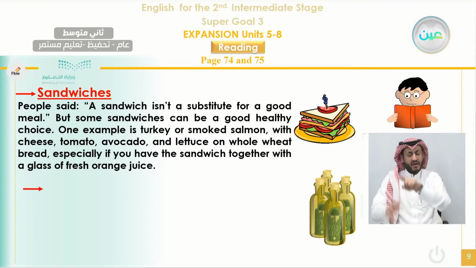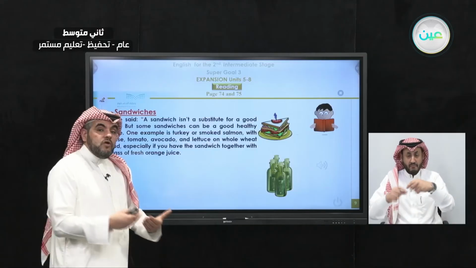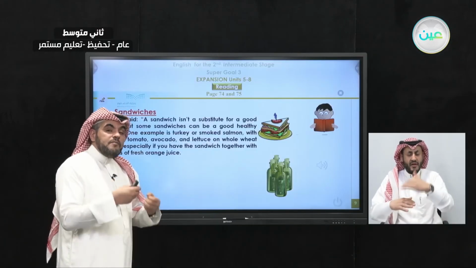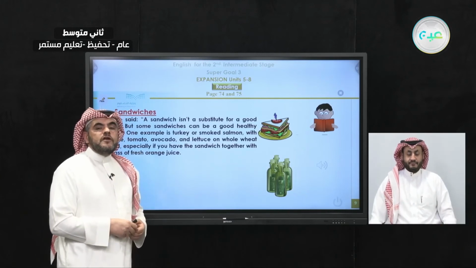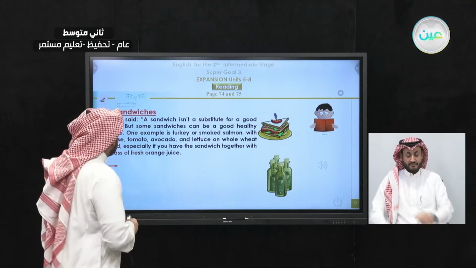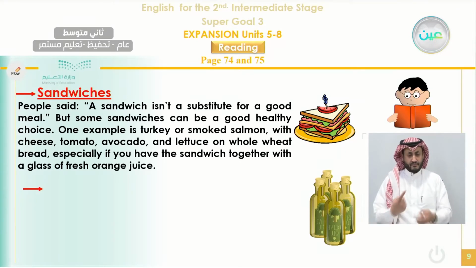But now the nutritionists and the people who work on food think that a sandwich can be a good substitute for a good meal. Okay. One example is turkey or smoked salmon. You know, turkey is a kind of food that we usually eat in a sandwich, as you can see in the picture here. And smoked salmon also with cheese, tomato, avocado, and lettuce on the whole wheat bread, especially if they have the sandwich together with a glass of fresh orange juice.